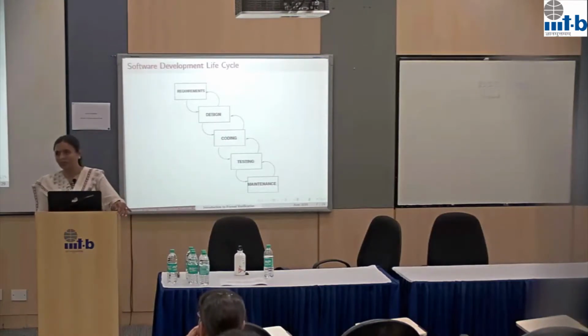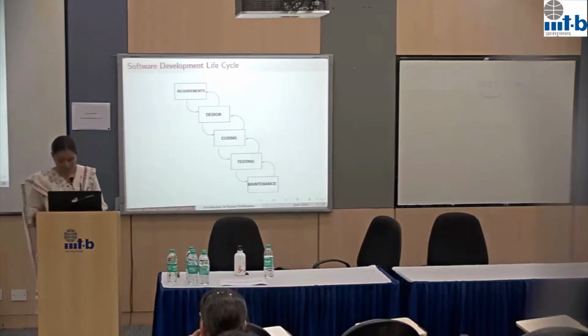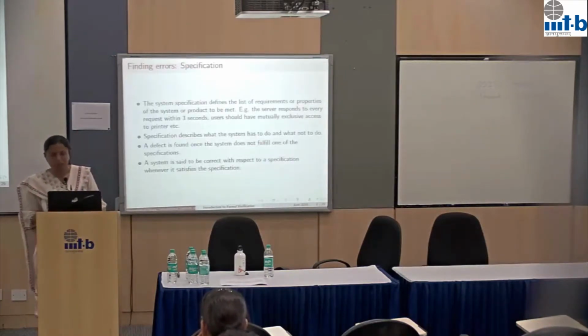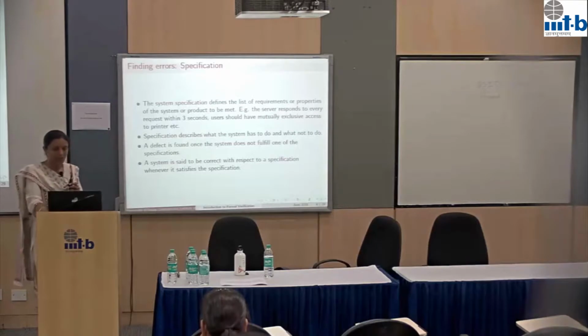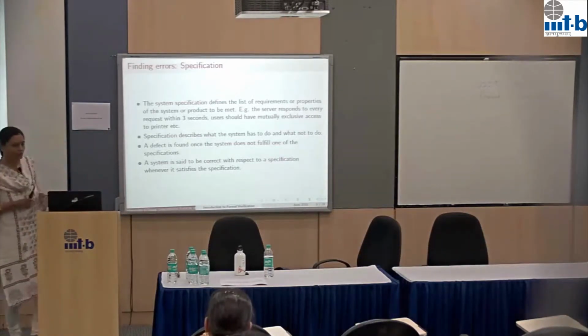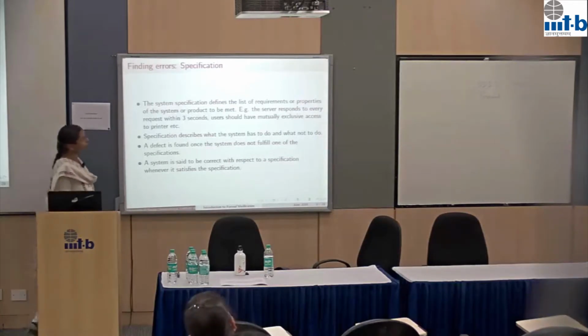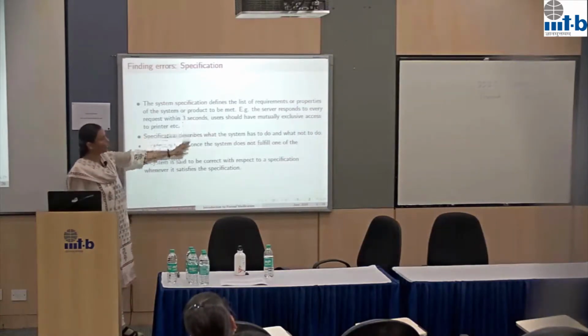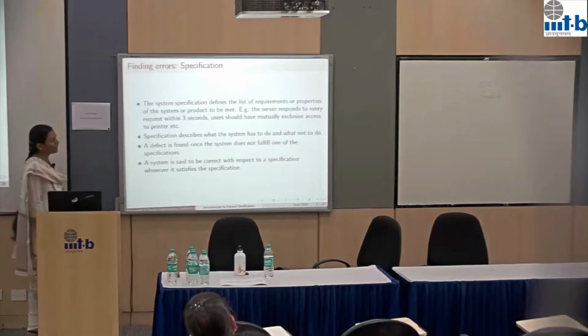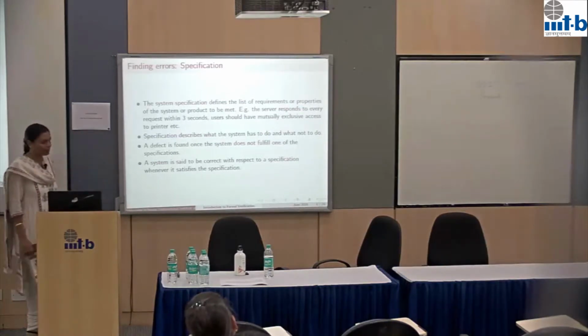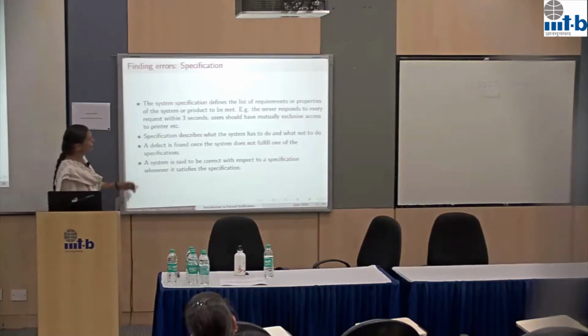By intractable, what I mean is it's at least NP complete. In fact, it's at least PSPACE complete or harder. Or undecidable. It's not even NP complete. That's the kind of problems we're talking about. So we'll first look at specification and see what kinds of errors it describes. This is just to formally introduce what a specification is. A specification, basically, as we all know, defines a list of requirements or properties of the system or the product that is being designed.